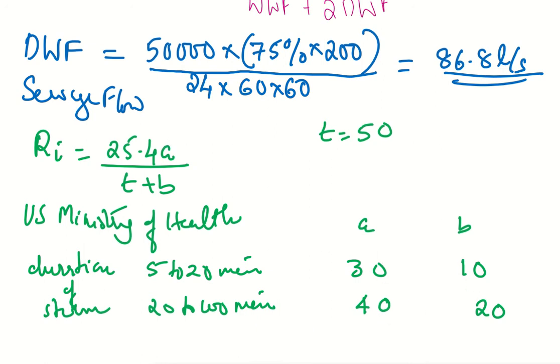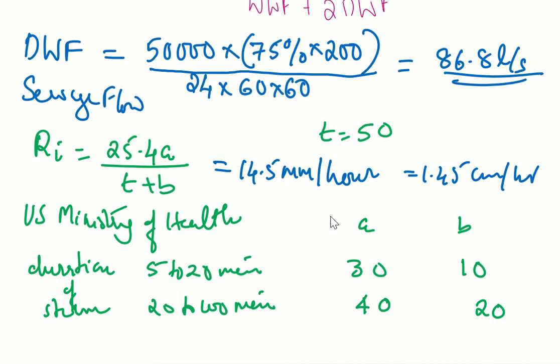Substitute this over here, we will get the answer as 14.5 mm per hour. Our answer will be in mm per hour, or I can write this as 1.45 centimeter per hour. Fine. Now based on this intensity of rainfall, you can use the symbol as R or I. Intensity of rainfall, I is equal to 25.4 A divided by T plus B.